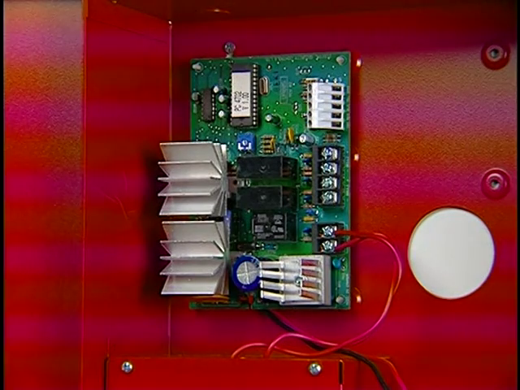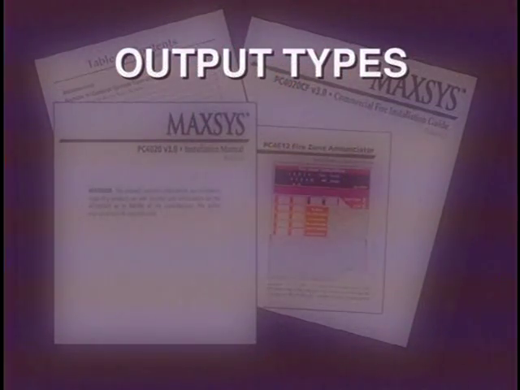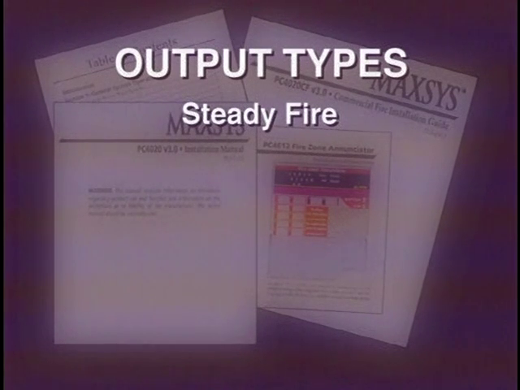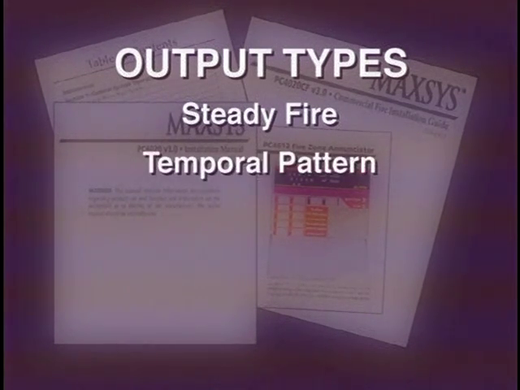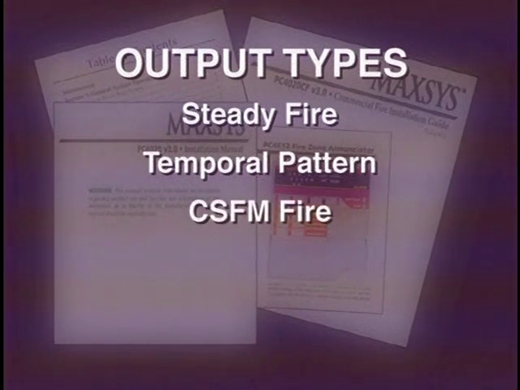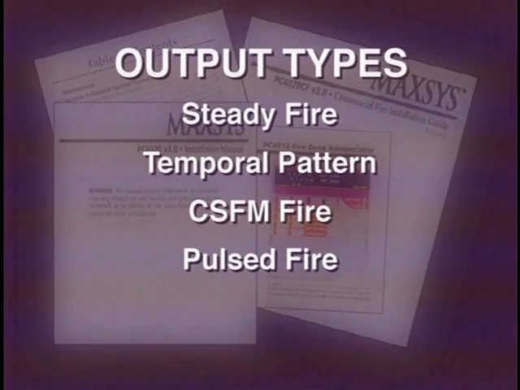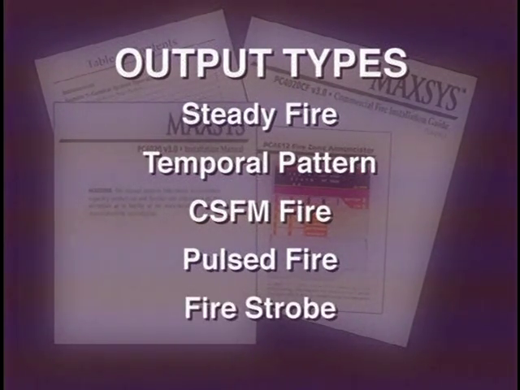Each of the outputs can be programmed as one of the following output types: steady fire, PGM output option 49, temporal pattern, PGM output option 50, CSFM fire, PGM output option 51, pulsed fire, PGM output option 52, and fire strobe, PGM output option 53.